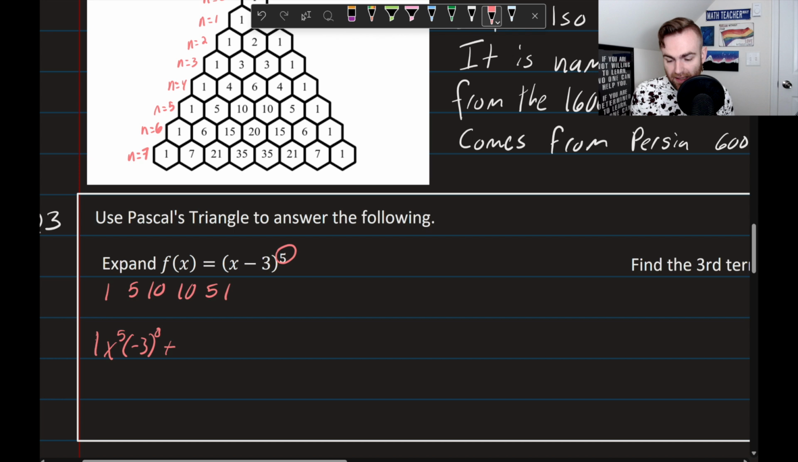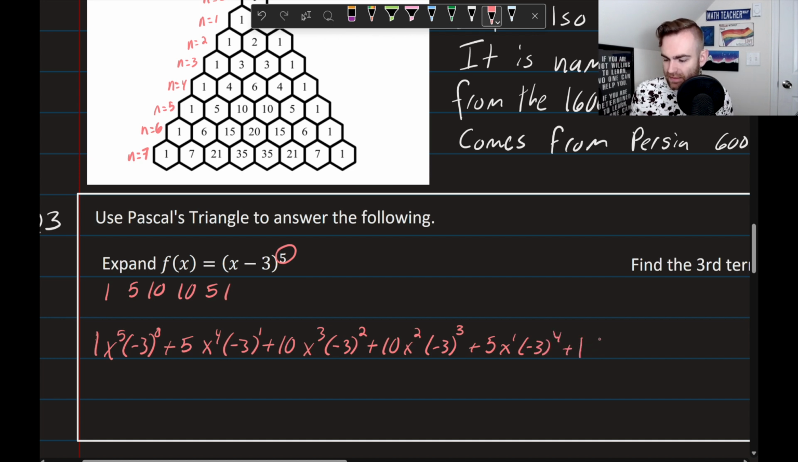And then we're going to add 5x to the fourth, negative 3 to the first. And we're going to continue this down the line. So plus 10x to the third, negative 3 to the second, plus 10x squared times negative 3 to the third, plus 5x to the first, negative 3 to the fourth, and then finally plus 1, negative 3 to the fifth.